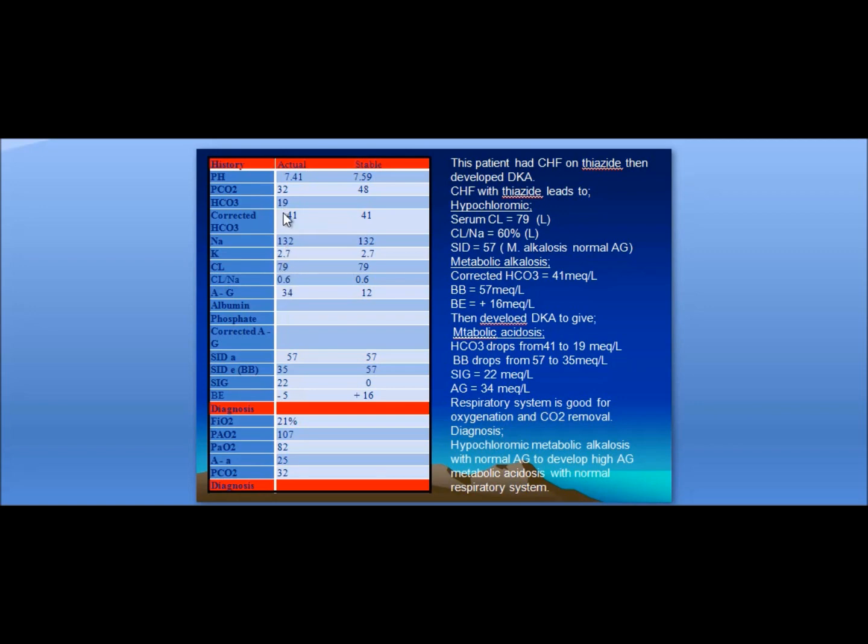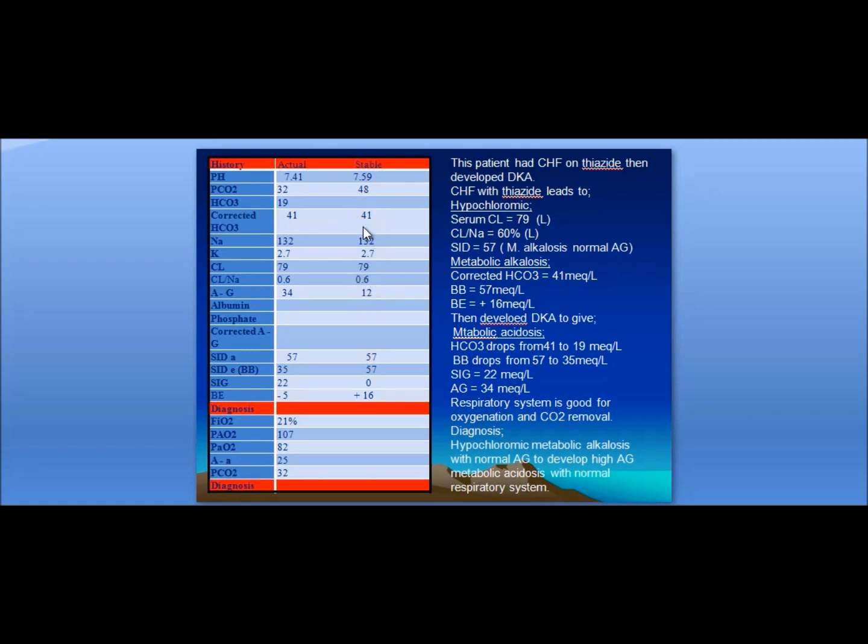So it is clear that the stable state of this patient, with congestive heart failure, with hypokalemia, and on thiazides, will stimulate carbonic anhydrase, so there is excessive production of bicarbonate and loss of chloride. So this is the previous state: hypochloremic metabolic alkalosis 41, strong ion difference more than 40. And when you measure the anion gap in this state, it is 12. So this is a true hypochloremic metabolic alkalosis with normal anion gap.